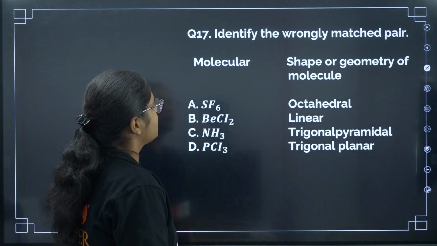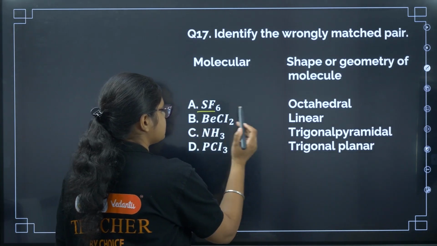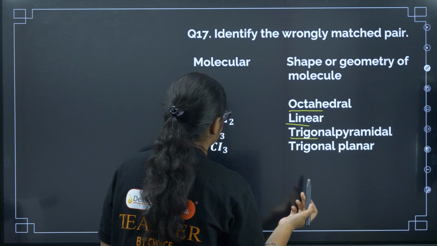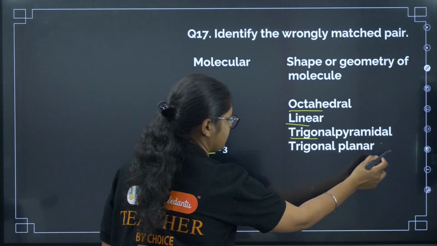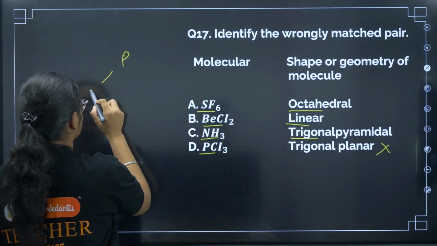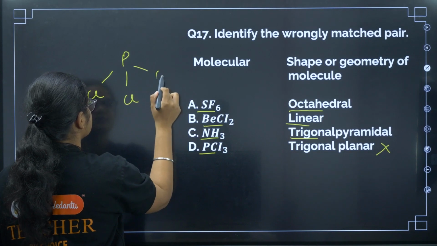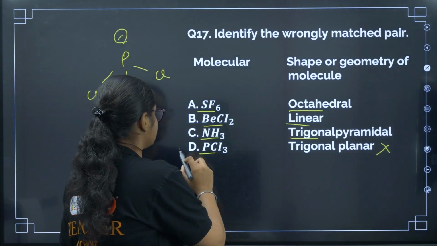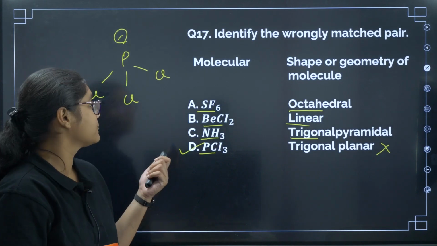Next, identify the wrongly matched pair. Okay, SF6 octahedral is correct, BeCl2 linear is correct, NH3 trigonal pyramidal is correct, PCl3 trigonal planar is wrong because PCl3 has one lone pair. So this is also trigonal pyramidal and not trigonal planar. So the correct answer for this question is option number D.